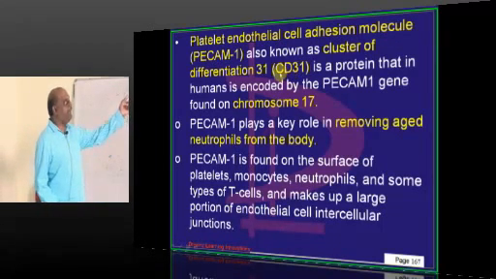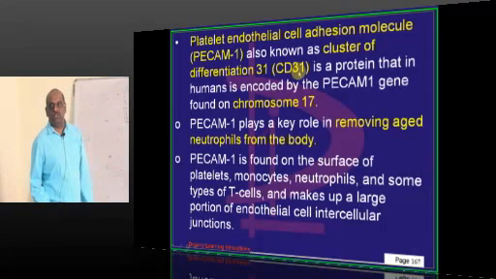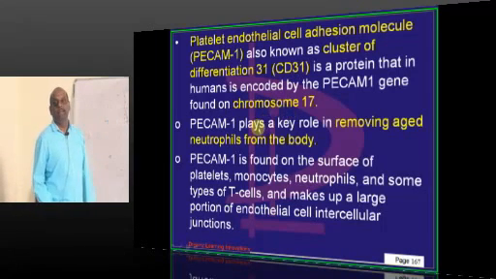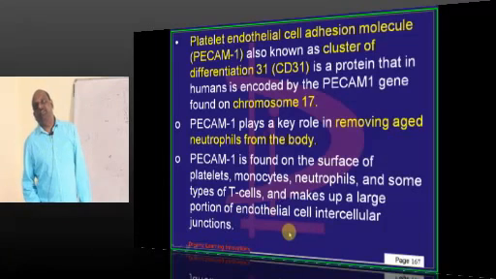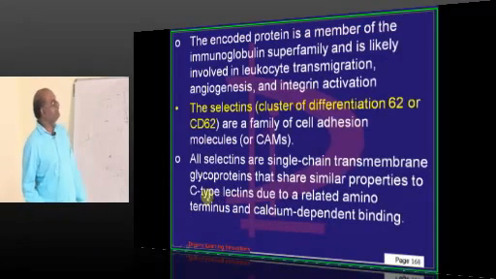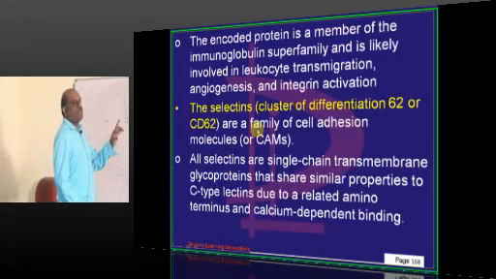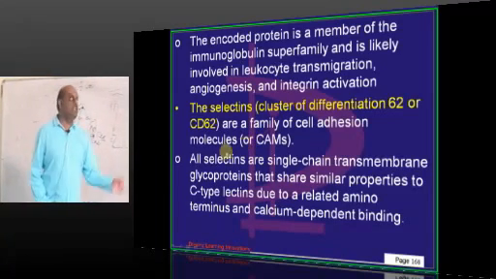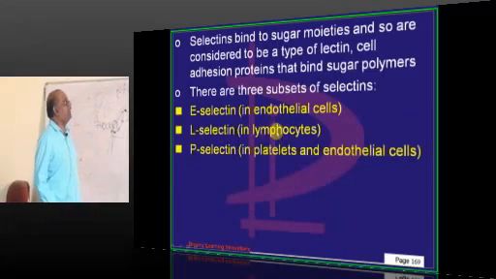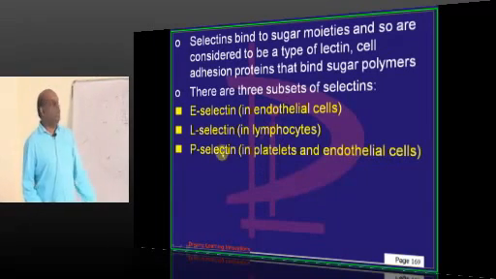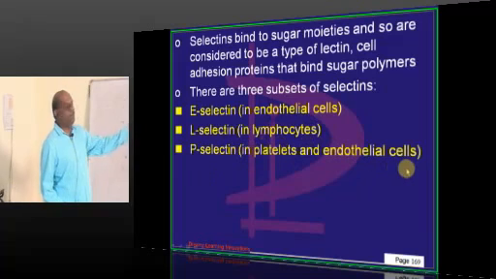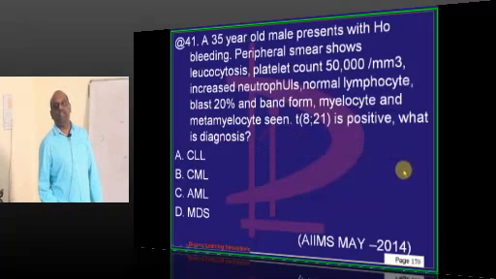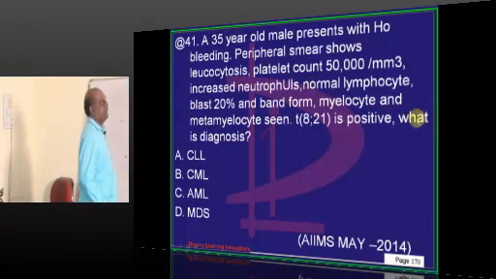What is the CD number of it? CD31. What chromosome you need to remember? Chromosome 17. And what is the function of PECAM? PECAM removes the aged neutrophils from the body, not neutrophil activation. Selectins, what is the CD number you need to remember? CD62 for the selectins is what I want to underscore. Once more, E selectin on endothelium, L on lymphocytes, P on platelets and also endothelial cells, is what I want to underscore.